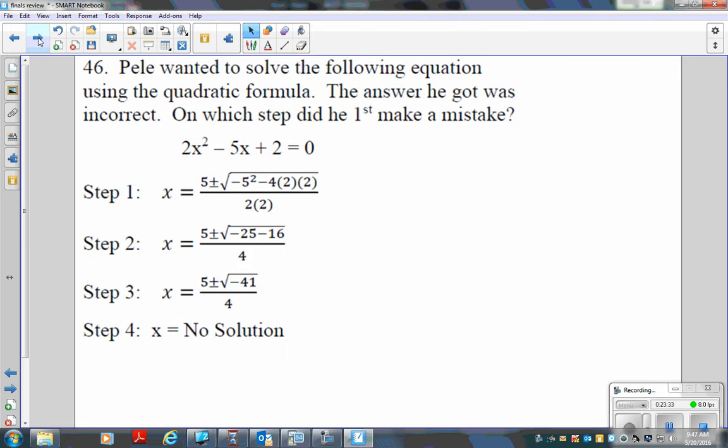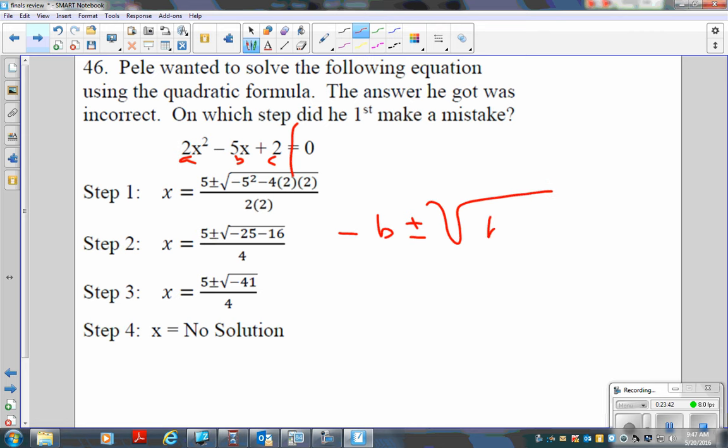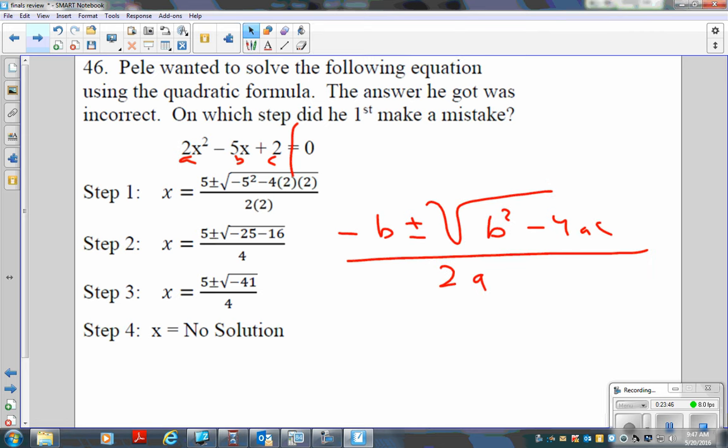All right, he wanted to solve it. Again, you have to realize everybody's on the right side. That's correct. This is A, this is B, this is C. So the formula is negative b plus or minus the square root of b squared minus 4ac all over 2a. Step 1 is get rid of the letters and replace them with parentheses.